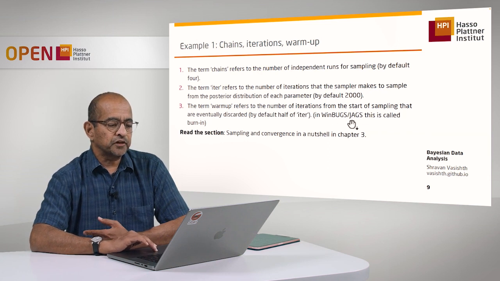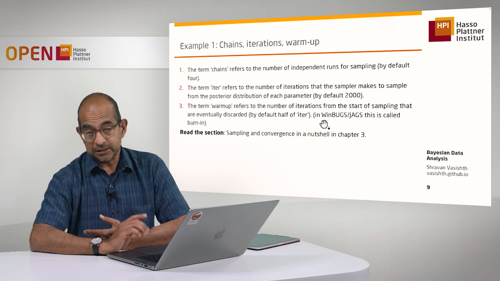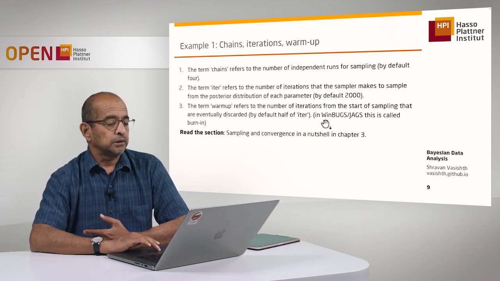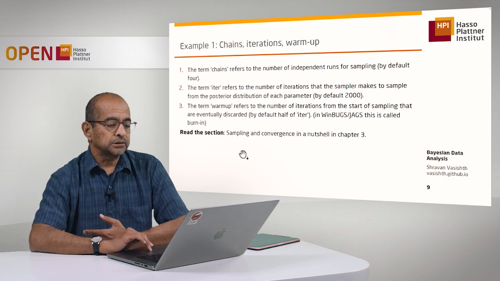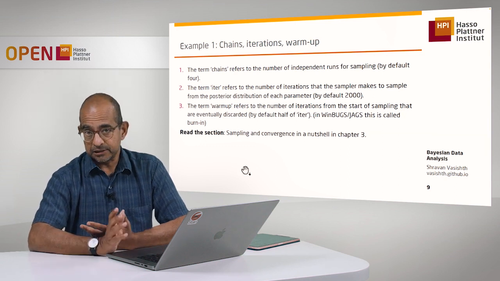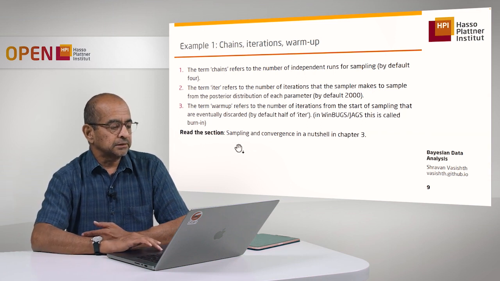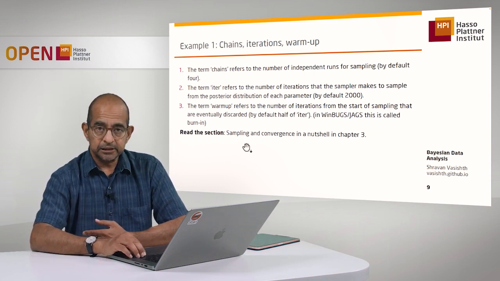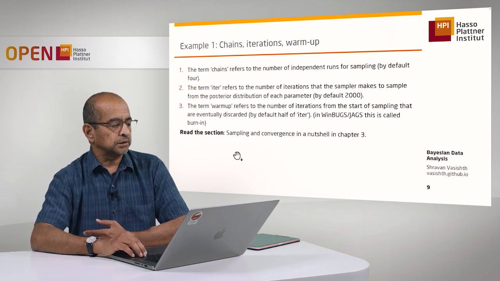So in other software packages, historically there used to be these other packages that people sometimes still use, you've got the WinBugs package and the JAGS package. There the warm-up is called burn-in, okay? It's just the same thing, right? So what you should do is maybe read a little bit. There's a small section in chapter 3 in our textbook on this, on sampling and convergence, where we talk a bit more about these things.